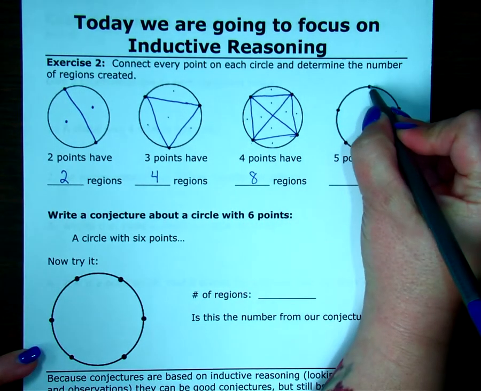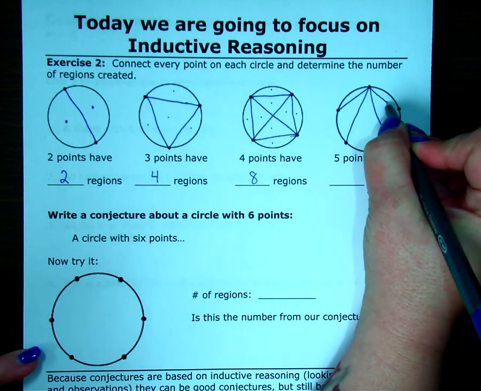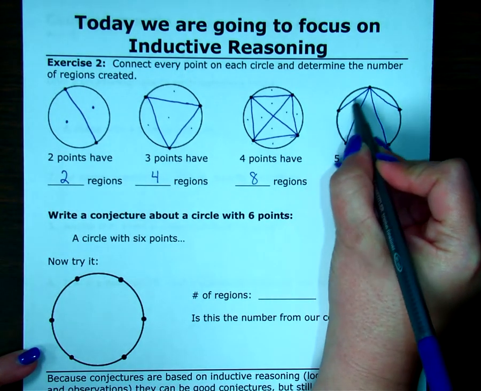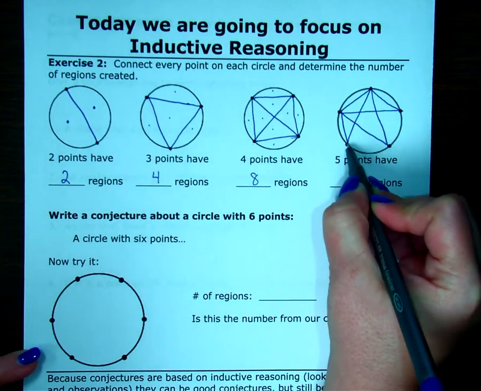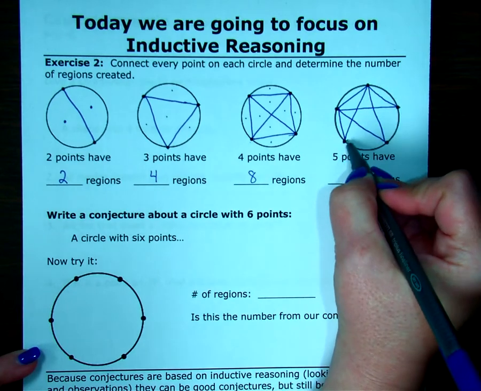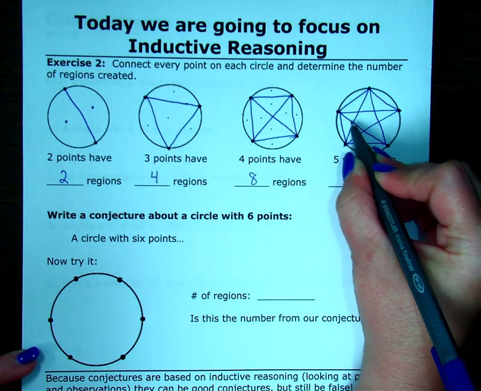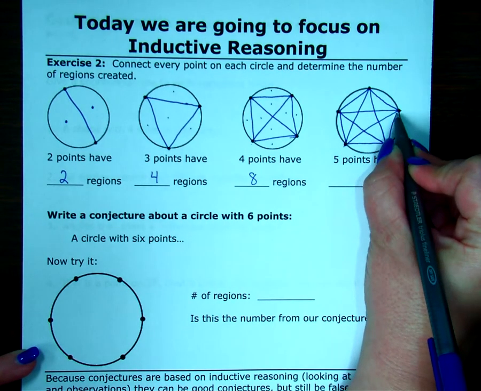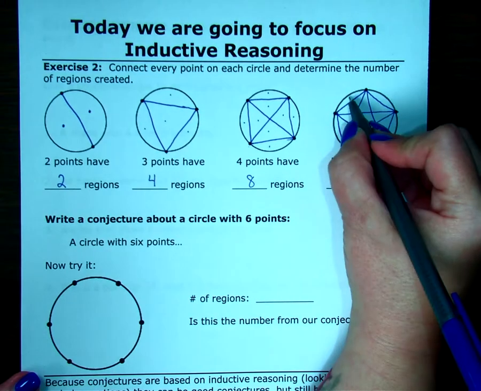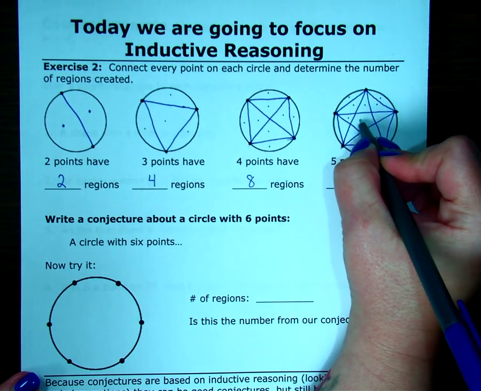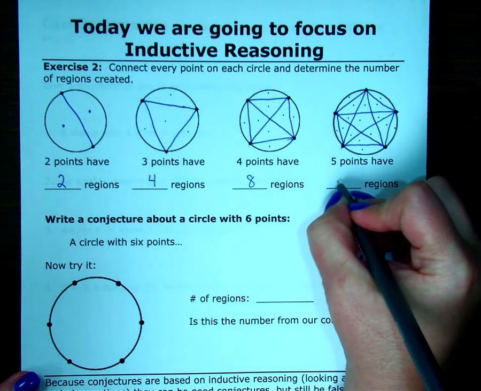So again, each point is going to connect to every other point. So what I do a lot of times is I just pick one and I make sure it connects to all of them. Then I go to the next one and I make sure it connects to all of them. And then I go to the next one and I make sure it connects to all of them. It's already connected to 2 of them. And then the next one, make sure it's connected to all of them. I only have to draw 1. And then the last one is connected to all of them already. So let's see. This is going to get a little harder to count. 1, 2, 3, 4, 5, 6, 7, 8, 9, 10, 11, 12, 13, 14, 15, 16 regions.